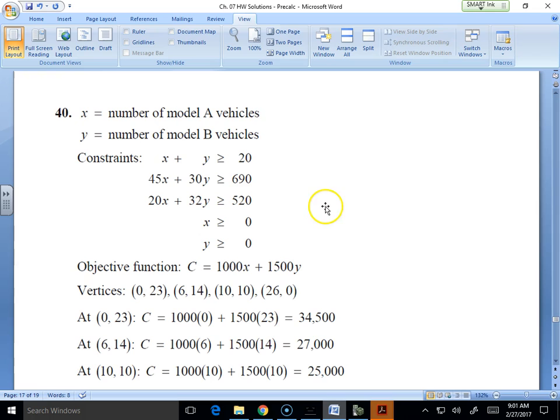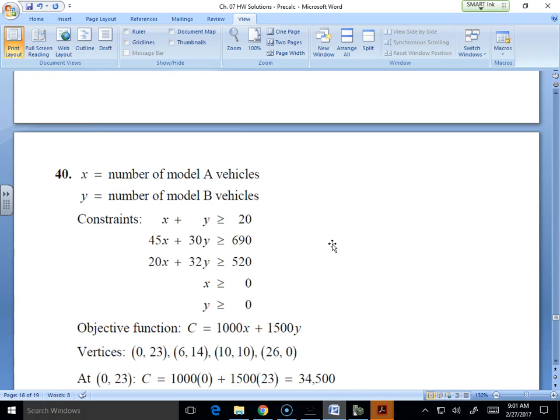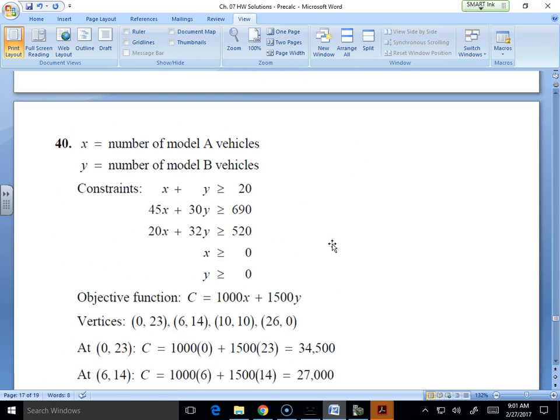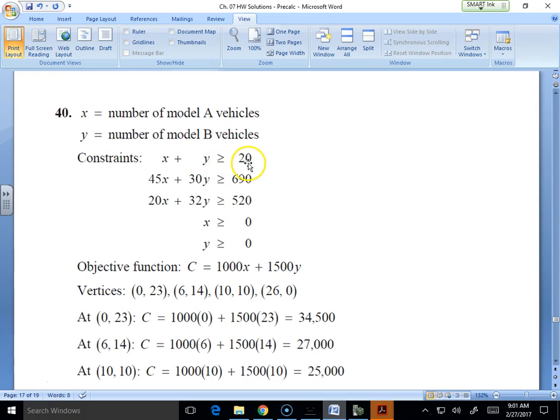Number 40. He was a word problem. Is he the one where, was it refugees or something? They were trying to have different vehicles in order to transport people for something. I forget exactly the problem. But they did know that they needed at least 20 vehicles. There are a couple different constraints dealing with 690 and 520. Of course, it's quadrant 1 once again because they didn't want negative vehicles, and so that was understood. You might have written that down. You might not have. That's okay. But quadrant 1 was where we were looking because no negative Model A or Model B vehicles.